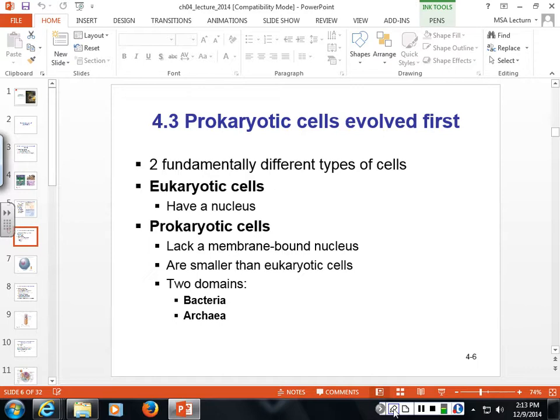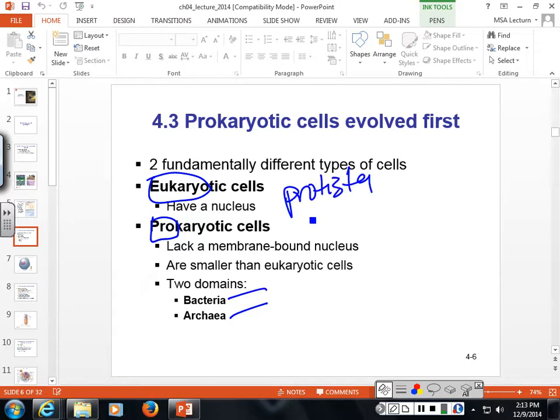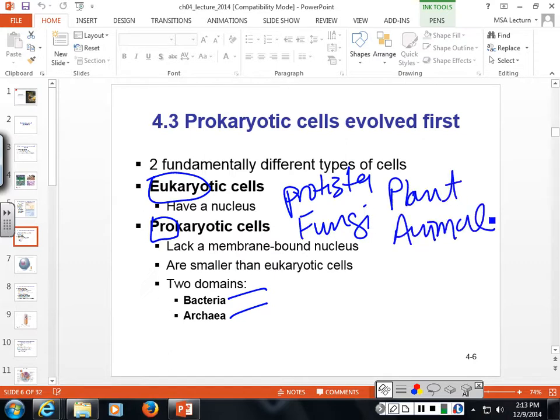Okay, we talked a little bit about this in a previous lecture, the difference between a eukaryotic cell and a prokaryotic cell. A eukaryotic cell has a nucleus, eukarya meaning nucleus, pro meaning before. And remember, we already talked about bacteria and archaea. We also talked about protista and fungi, and then plant and animal. Those were the kingdoms. Good.